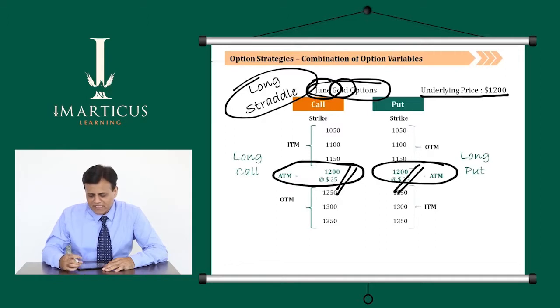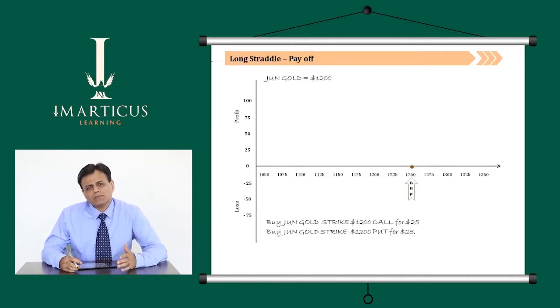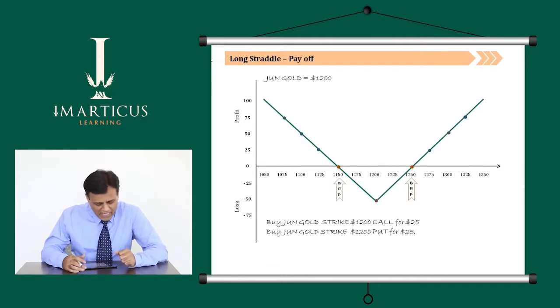Now let's understand what would be the profit or loss in case of this particular strategy. What I have here is a payoff diagram of a long straddle.